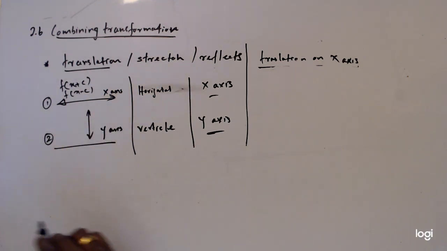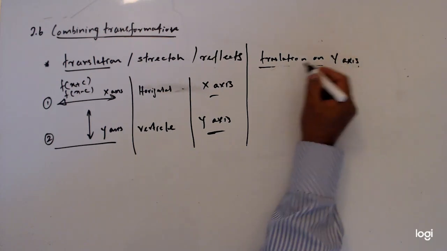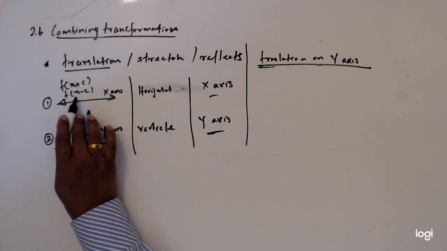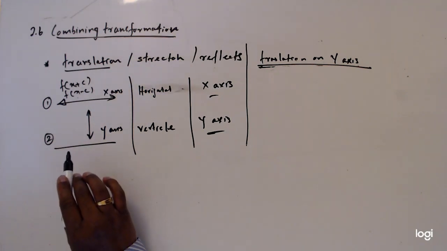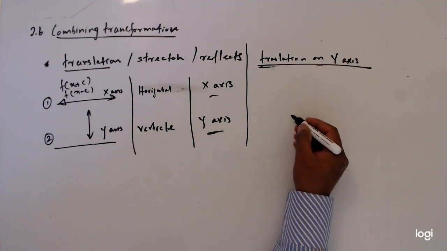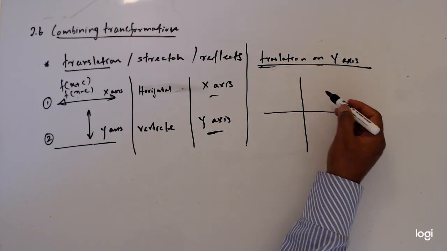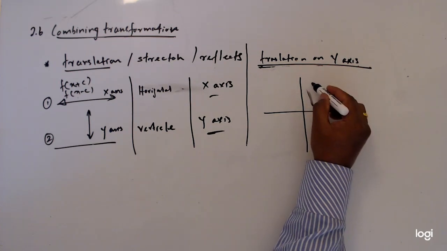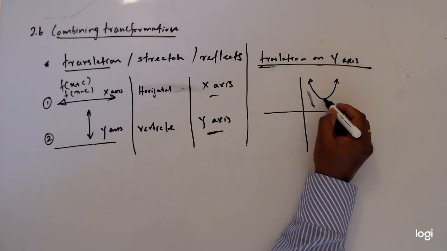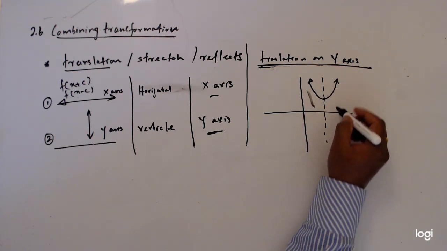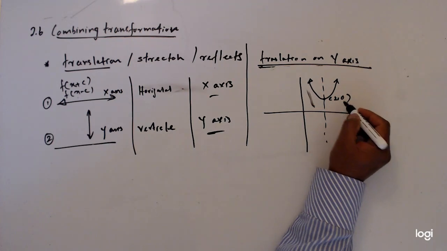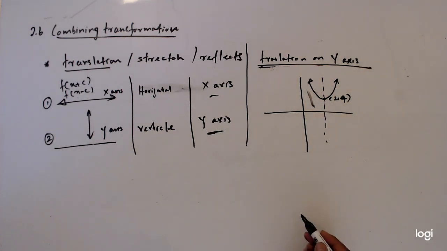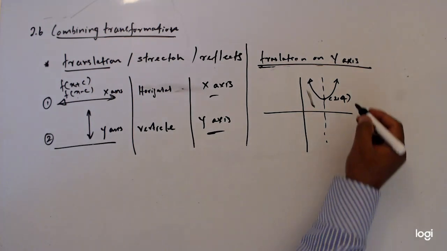Now we'll discuss this one: translation on the y-axis. It means here we only changed along the x-axis, affecting the x values of the graph. Now it is y values. For example, let's say we have a graph like this, a quadratic graph, and let's say this is (2, 0), (2, 4). The x value is 2, the y value is 4, this height, and this is the f(x) graph.